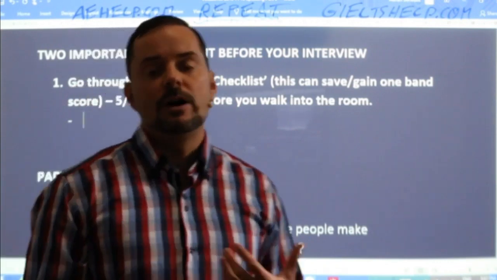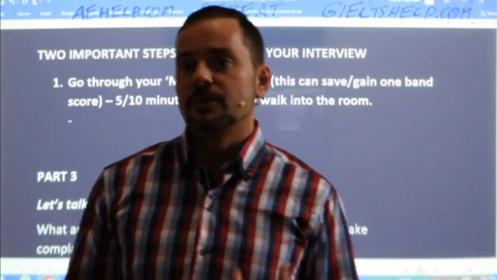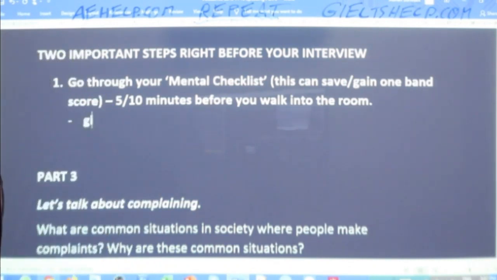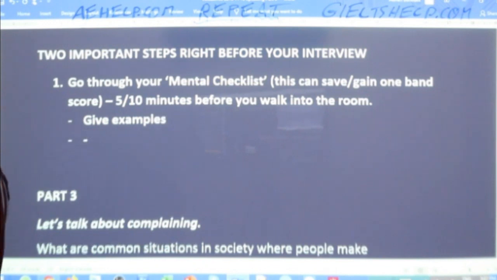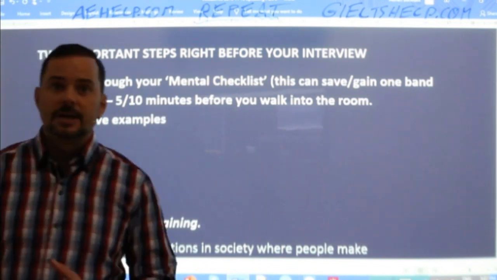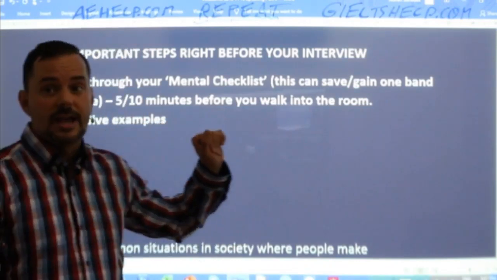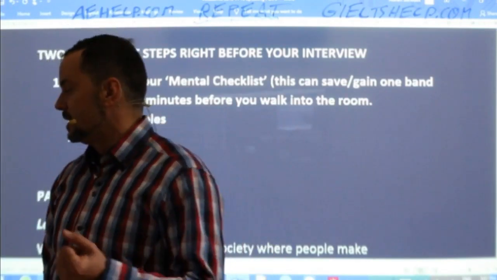Okay, so if you often forget to give examples for your explanations, then in your mental checklist, you might have something like give examples. And your mental checklist can actually be a piece of paper, so you can write these down. Okay, for high band scores, you should always include some examples into your answers. So, for example, give examples.